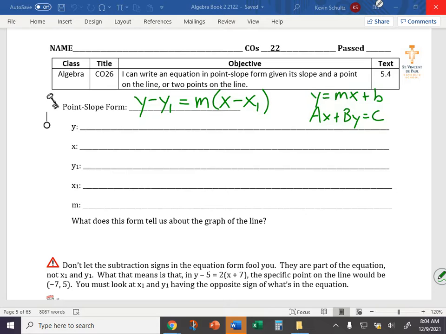And similar to slope-intercept form, we've got some variables here, right? We recognize m. What do you think m represents? It represents the slope, just like in slope-intercept form. And that's why it's called point-slope form. It gives us a slope.